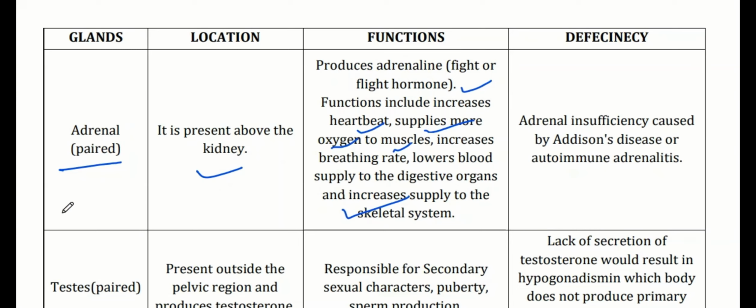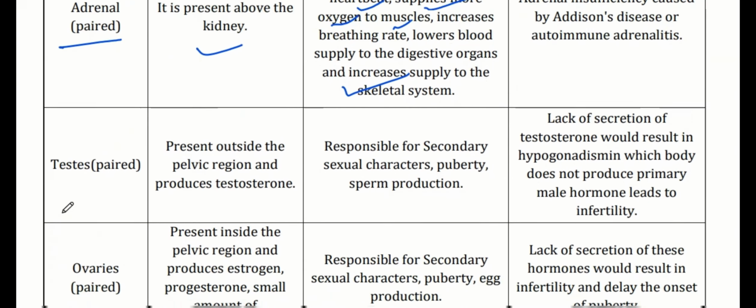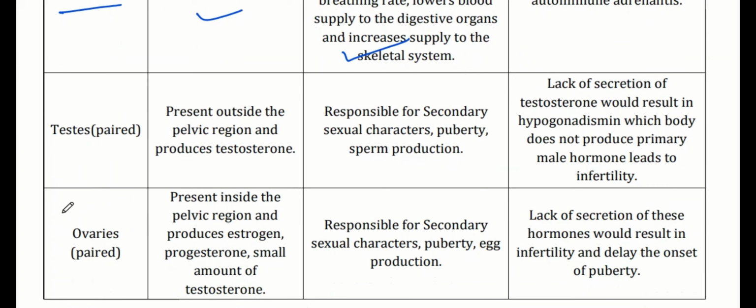The next glands, the testes. They are also present in our body in a pair. They are present outside the pelvic region and produce testosterone. Testosterone is responsible for secondary sexual characters, puberty, and sperm production. Lack of secretion of testosterone would result in hypogonadism, in which the body does not produce primary male hormones, leading to infertility.